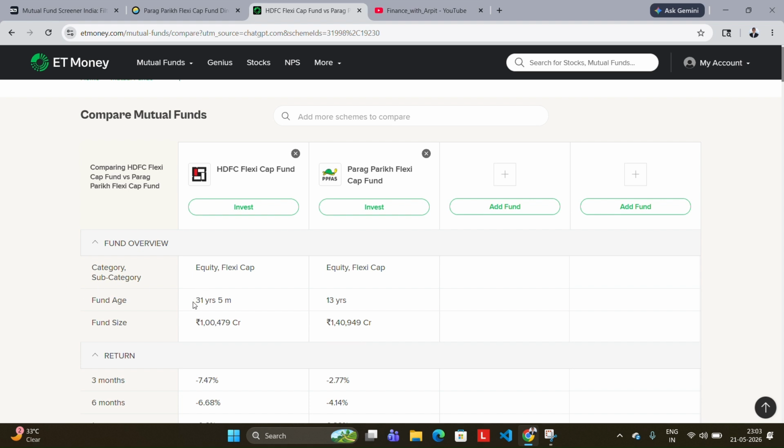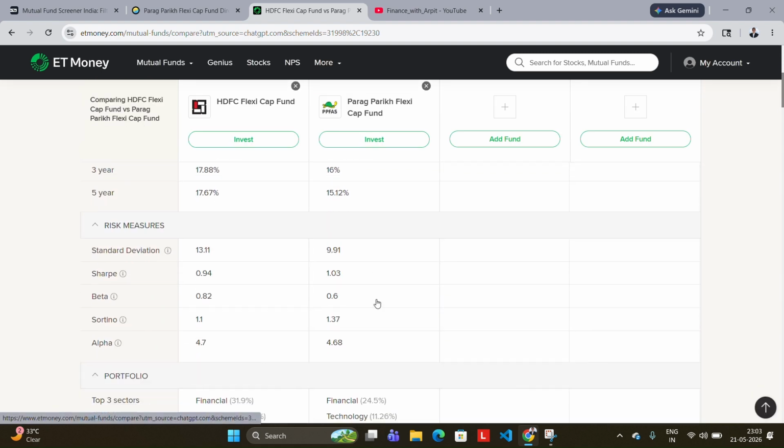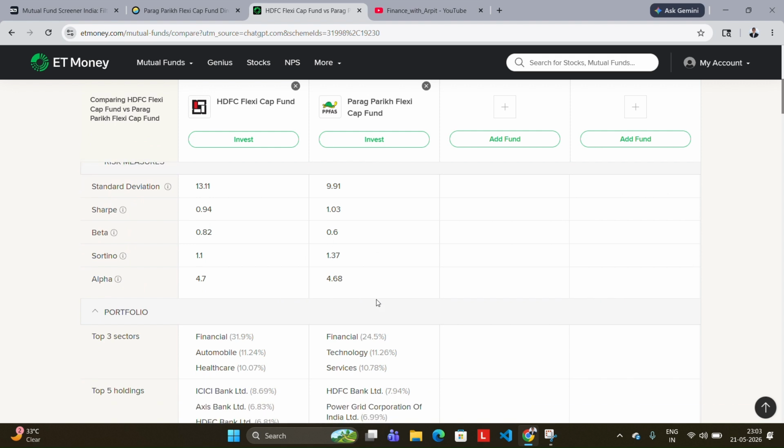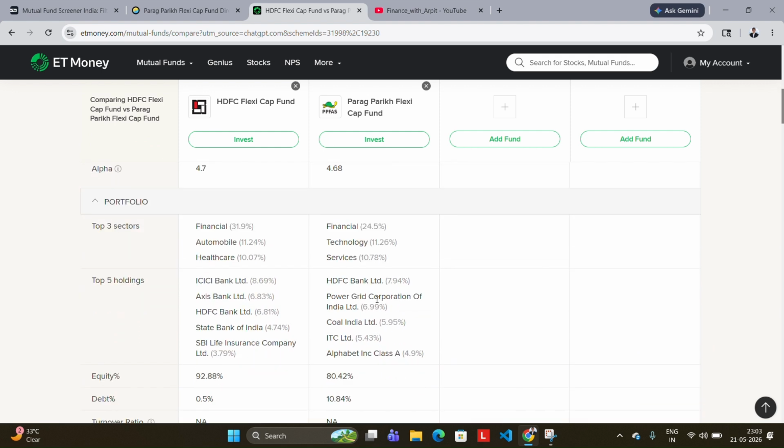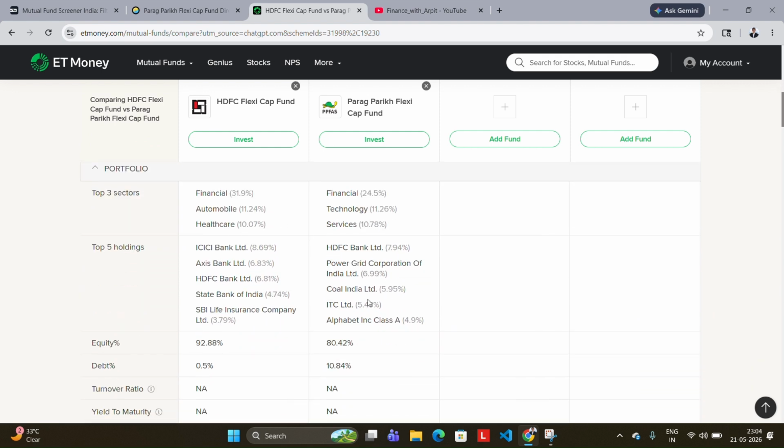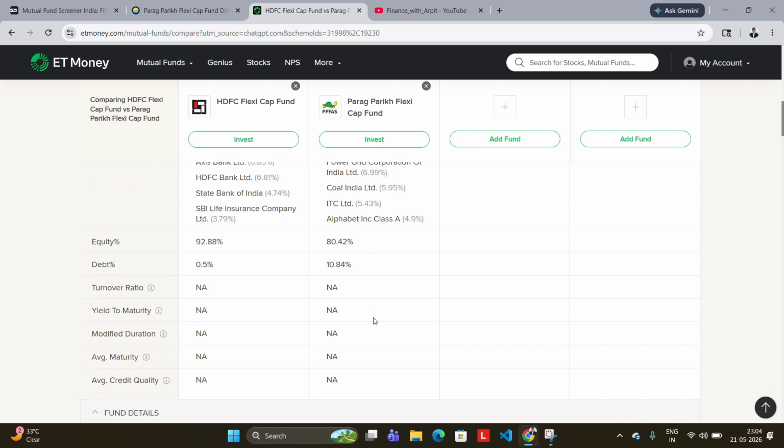This HDFC Flexi fund has been running for 31 years 5 months. That is, it is a very trustable fund. To give consistent returns over such a high number of years is very difficult. While Parag Flexi is also old, 13 years, we can consider any fund older than the last 5, 6 years. It must be older if we are investing in it. Its category is Flexi Cap, as you all know, and these are a few of the sectors they're investing in.